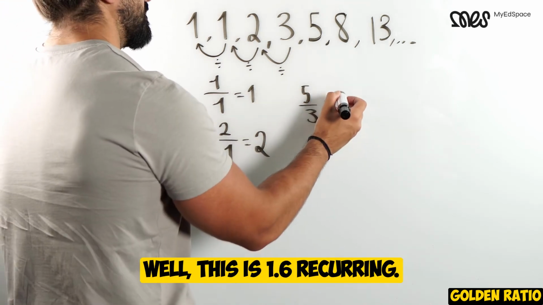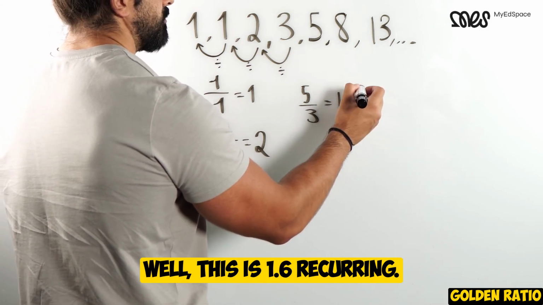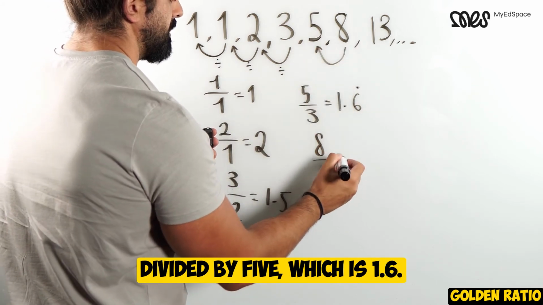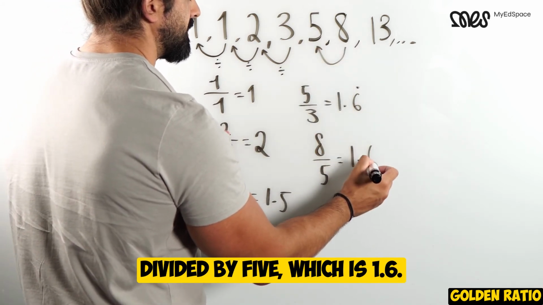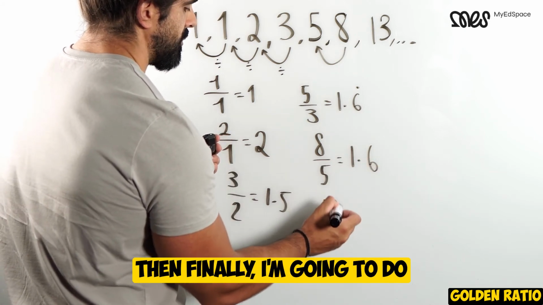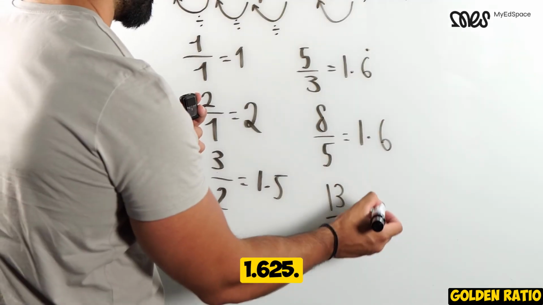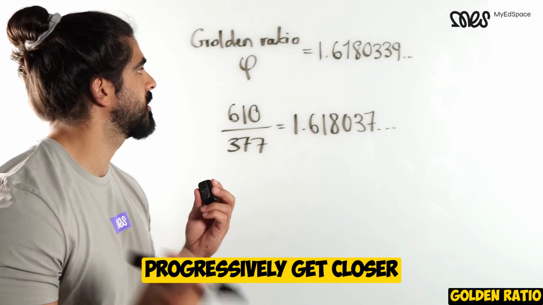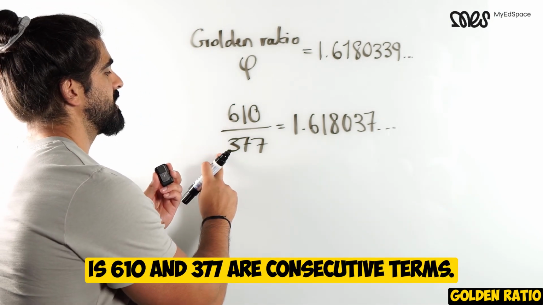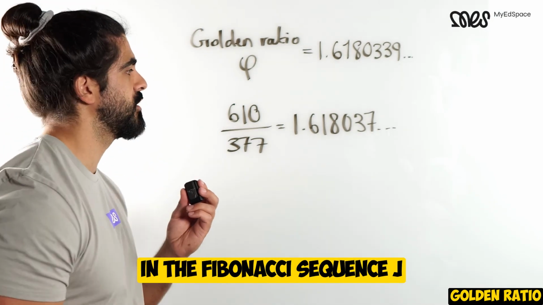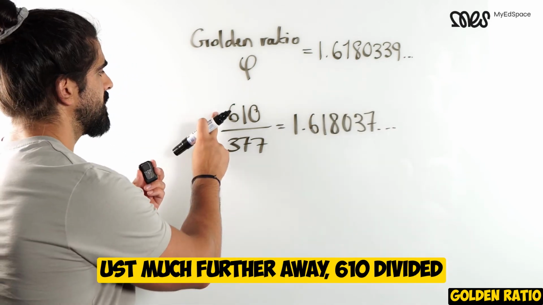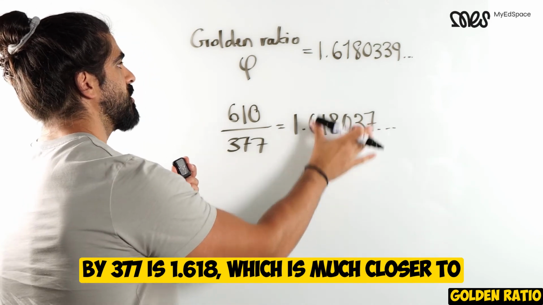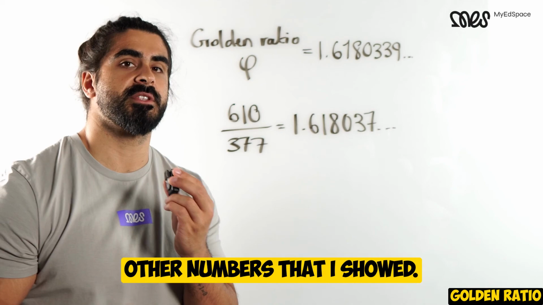Well, this is 1.6 recurring. Then we have 8 divided by 5, which is 1.6. Then finally, I'm going to do 13 divided by 8, 1.625. To demonstrate that it does progressively get closer, 610 and 377 are consecutive terms in the Fibonacci sequence, just much further along. 610 divided by 377 is 1.618037, which is much closer to the golden ratio than the other numbers that I showed you guys.